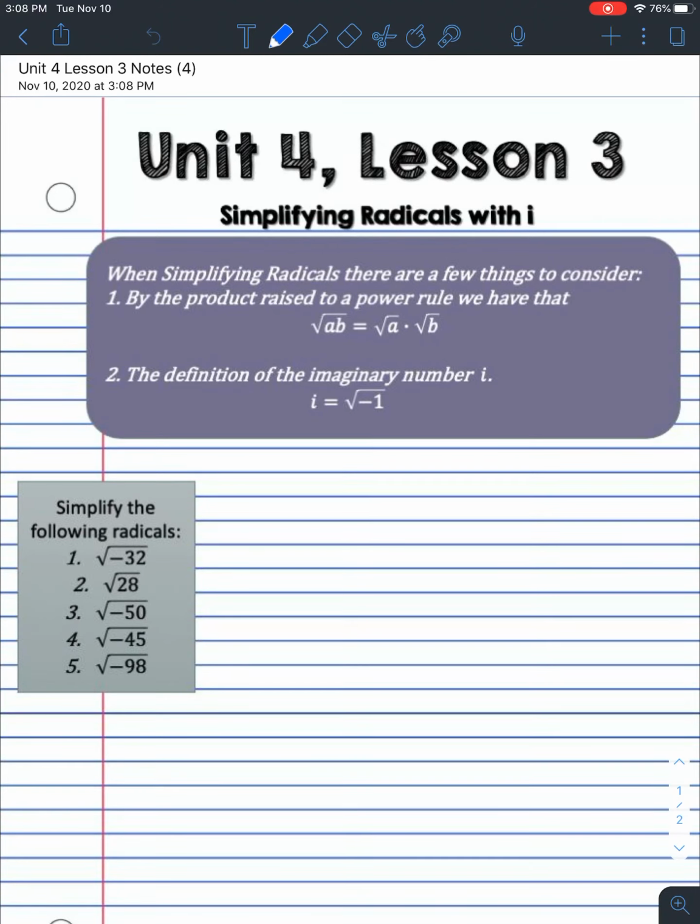Good morning, or afternoon, I guess. I'm already late getting this video posted. So here we go. We are simplifying radicals.